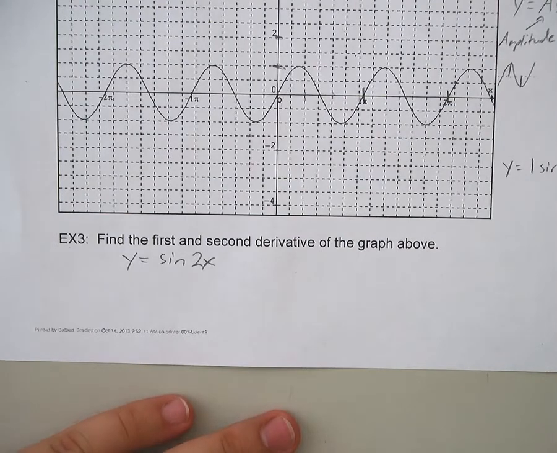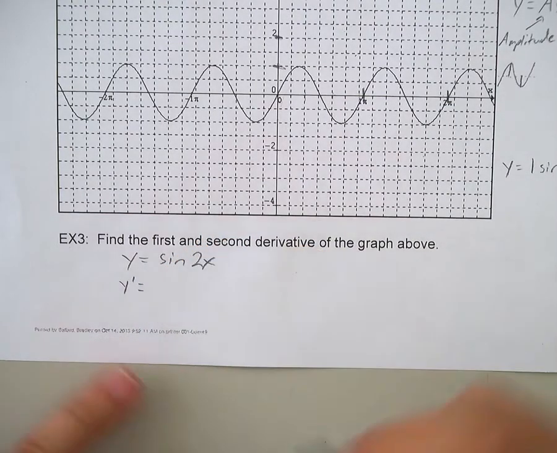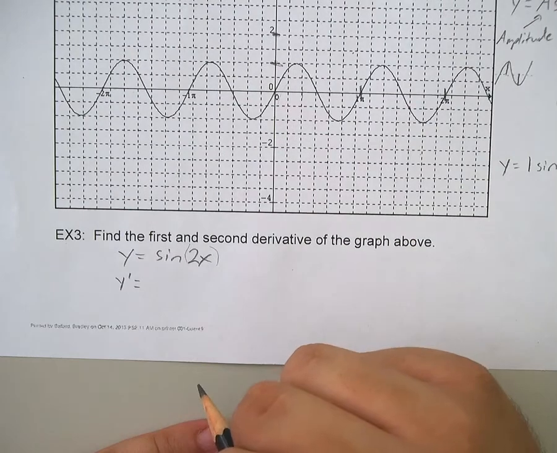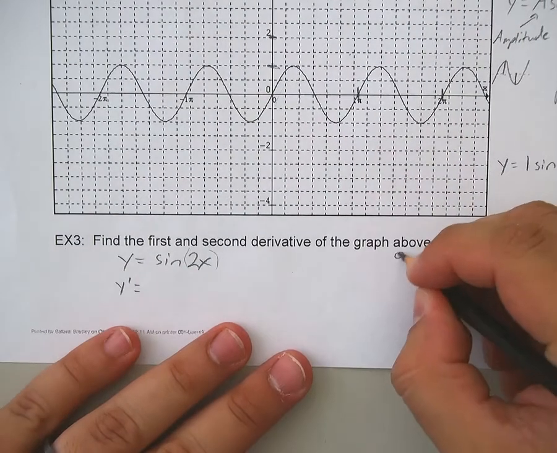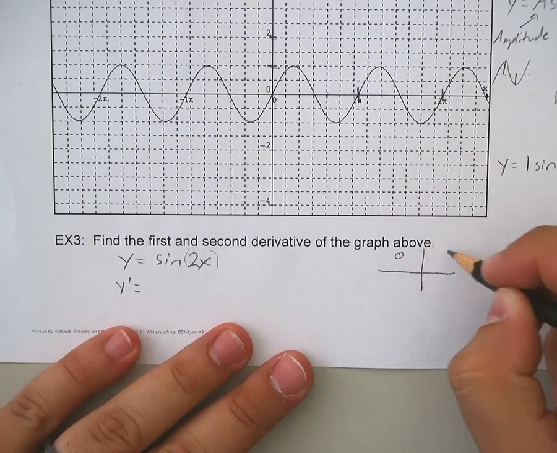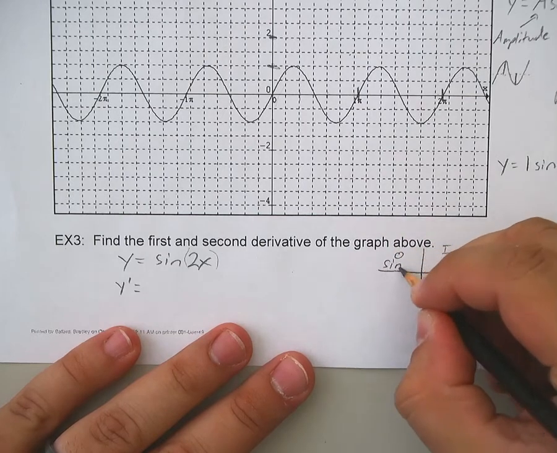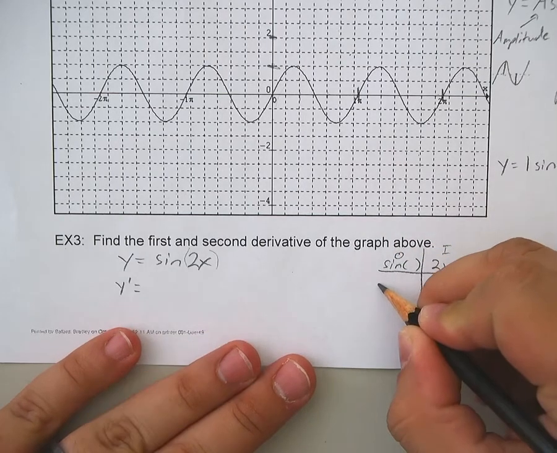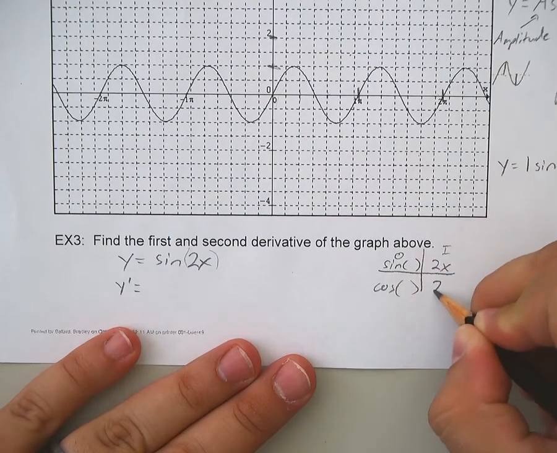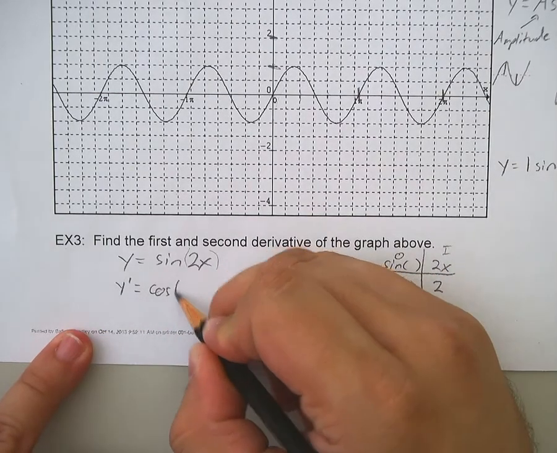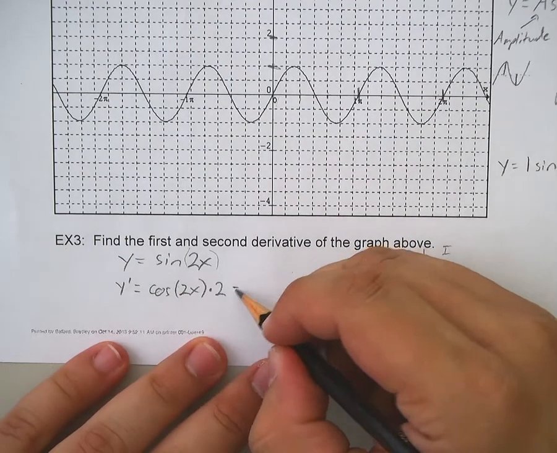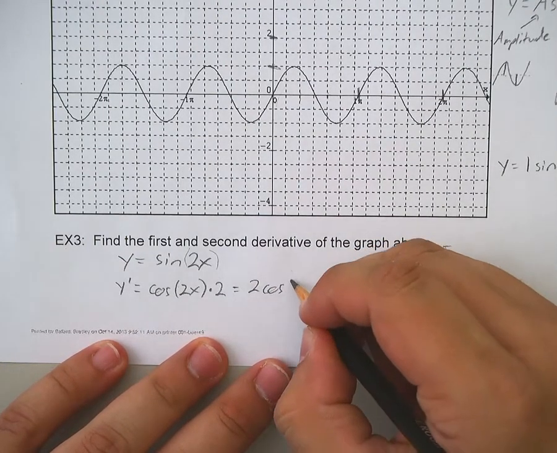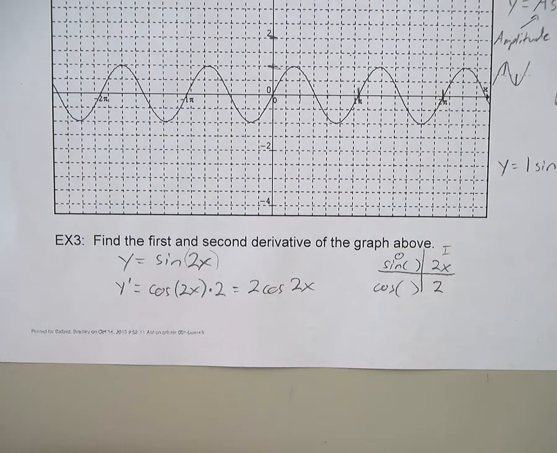And they want us to find the first and second derivative. Well, this is going to involve a chain because you've got a 2x in here. You've got a nut inside of this thing. So you've got your outside and your inside. The outside is sine, the inside is 2x. The derivative of sine is cosine, and 2. So it's going to be cosine of 2x times 2, which is 2 cosine 2x. That's the first derivative.